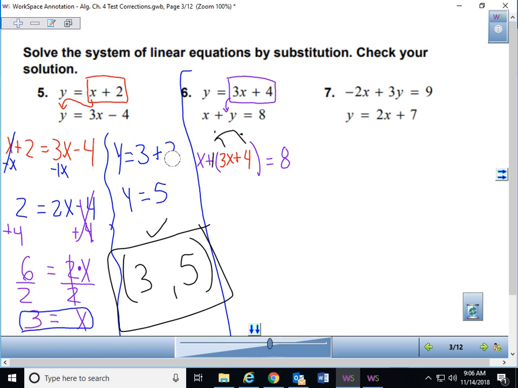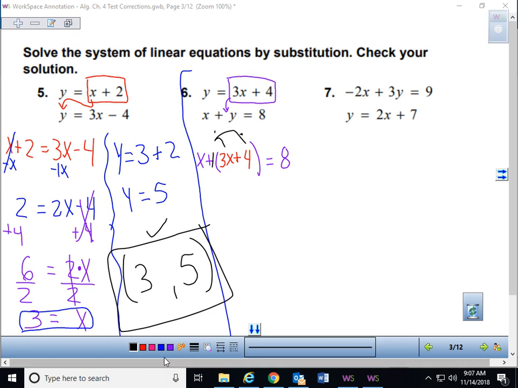There we go. And that allows me to get rid of my parentheses, because it's 1 times 3x, which is just 3x, 1 times 4, which is just 4. So I'm left with x plus 3x plus 4 equals 8. I need to combine my like terms, so those are my variables. x plus 3x, that's 4x plus 4 equals 8, the two-step equation.